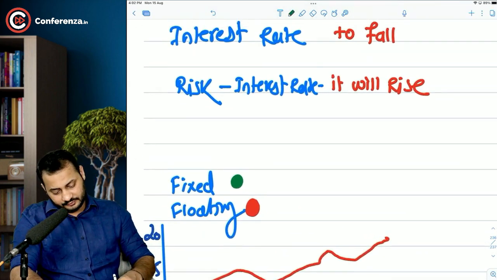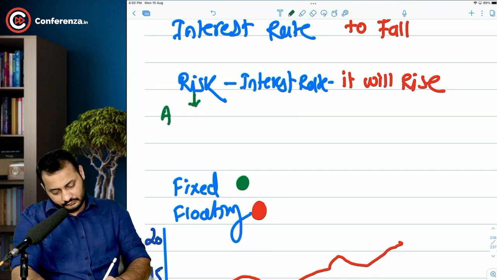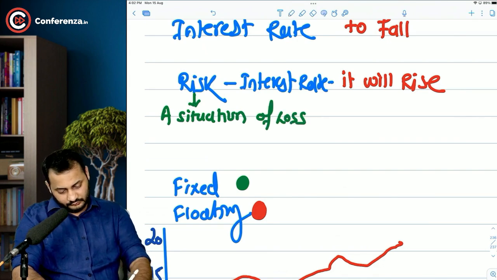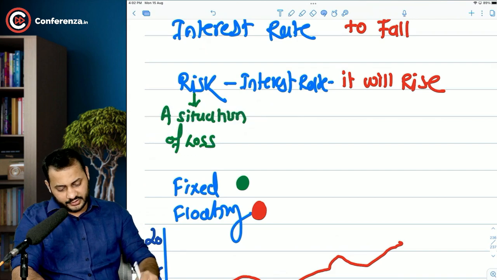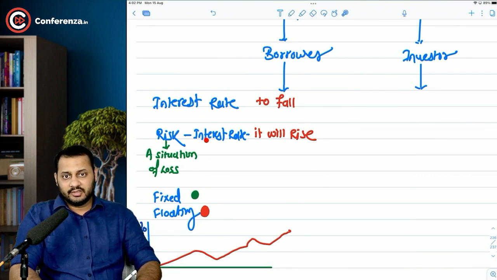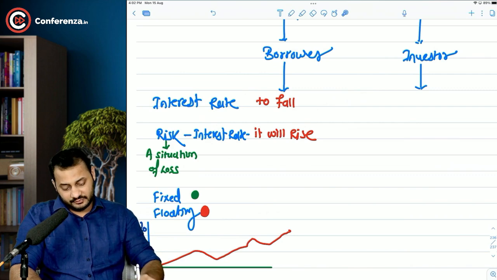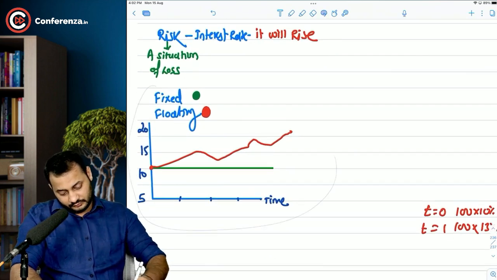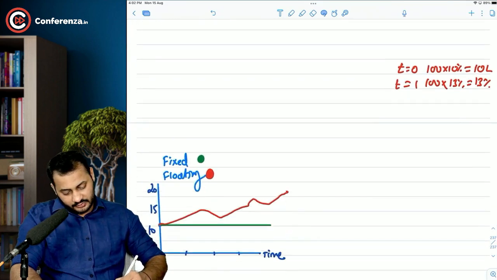Again, in another word, a situation of loss, we can say. So the risk to the borrower regarding interest rate is that it will rise, and if it rises, he will have to pay more, and he doesn't want the interest rate to rise in the coming future. And if he doesn't want that, he will have to take some action today itself. See how slowly we are coming over to the point.